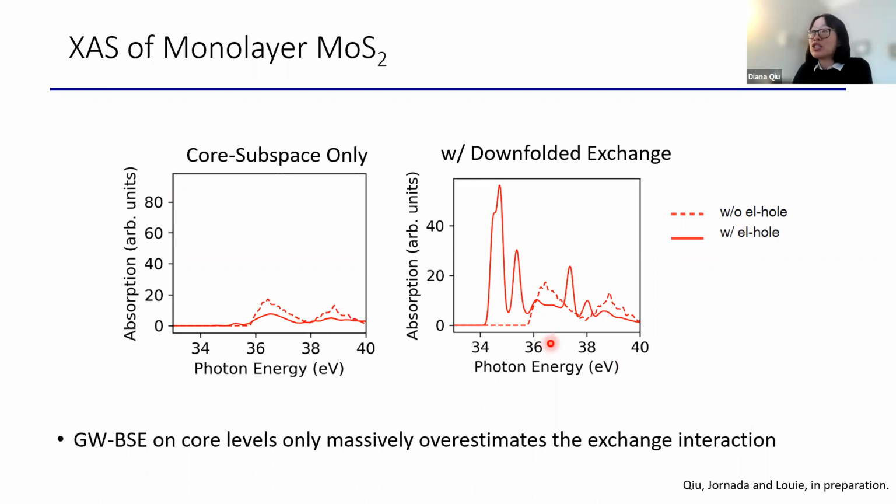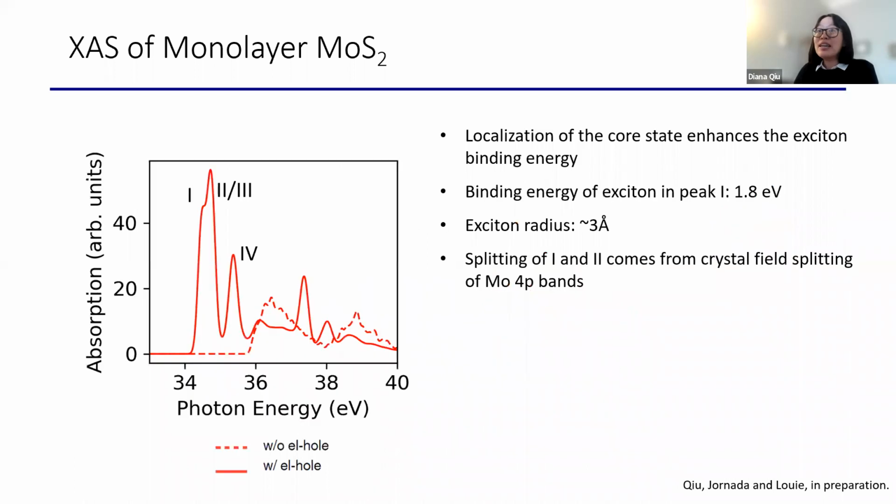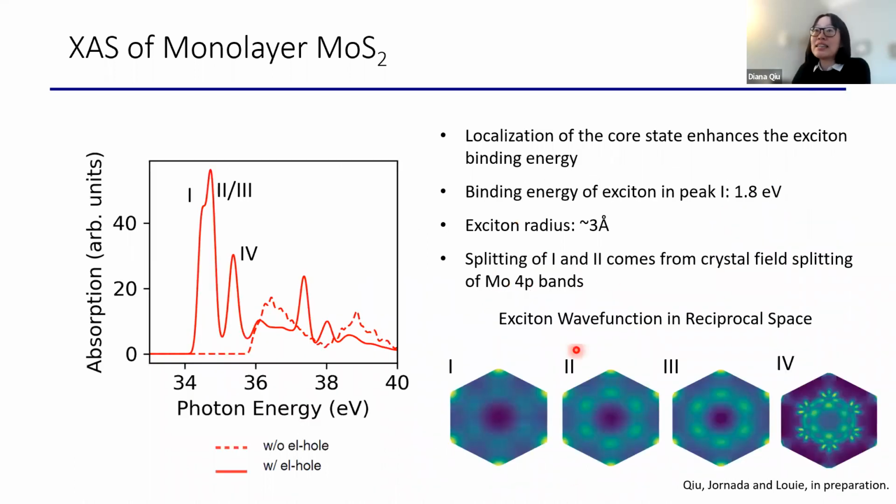So after we screen the exchange interaction, we get this very dramatic change in the spectrum on the right. You see what appears to be some large excitonic effects. There's a large redshift of the interacting solid line spectrum compared to the non-interacting dashed line spectrum. And you also have these sharp peaks that look like exciton states. And if we analyze these exciton states, we see that the binding energy of the core excitons is about 1.8 electron volts, which is about 3 times larger than the binding energy of the excitons at the optical band edge. And the radius is about 3 angstroms, which is about 3 times smaller than the radius of the optical excitons.